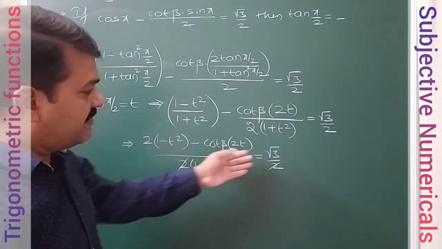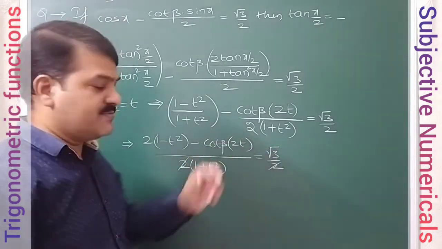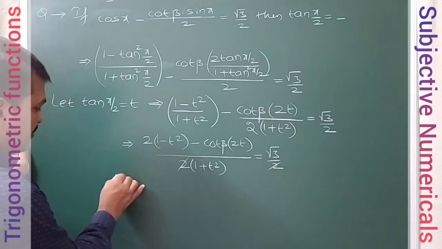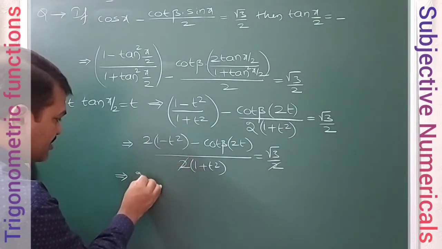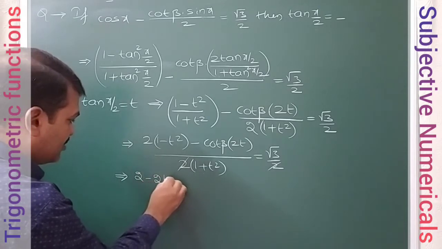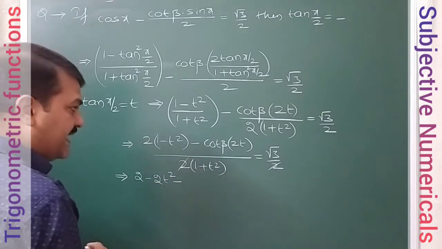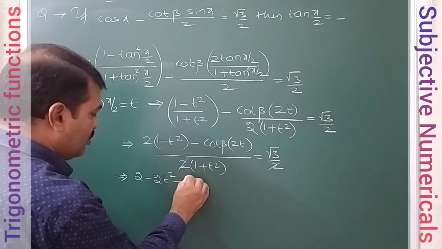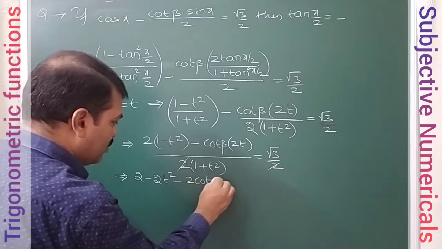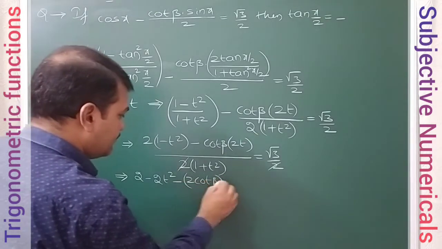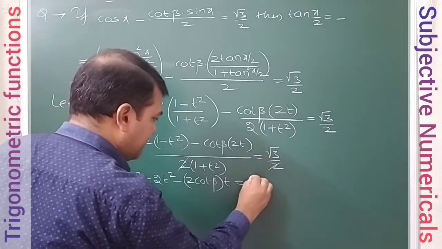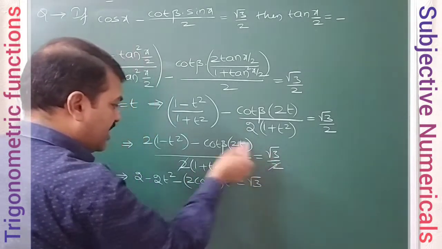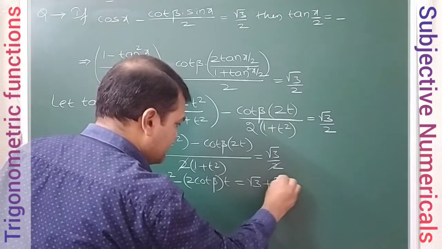Now we will cross multiply the left out part. Just simplification: 2 into 1 minus t square is 2 minus 2t square, minus 2 cot beta into t, is equal to 1 plus t square cross multiplied, which means we get root 3 into 1 plus root 3 into t square.